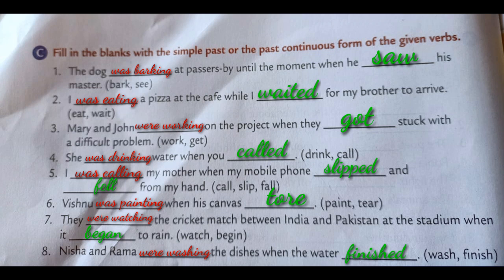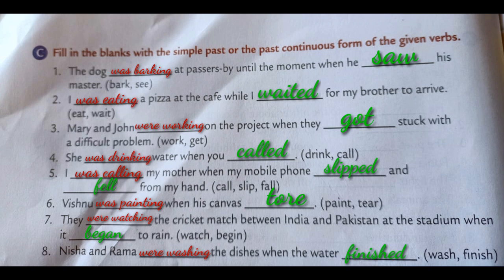Fifth one, I was calling my mother when my mobile phone slipped and fell from my hand. Here, given verbs are call, slip, fall. Here, for subject I, we should use was. So, was calling. Slip changed to slipped. Fall changed to fell. Sixth one, Vishnu was painting when his canvas tore. Here, given verbs are paint and tear. Subject Vishnu is singular, so was painting.